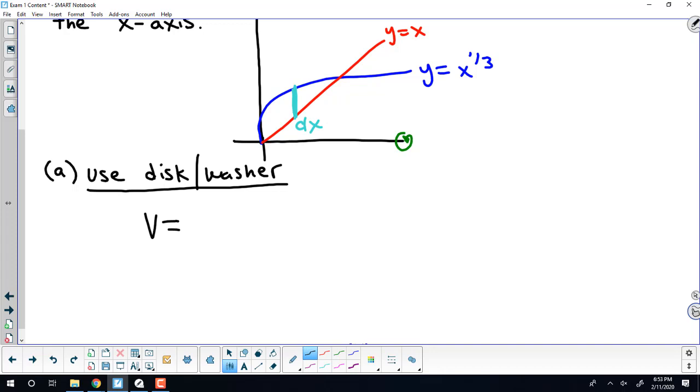Okay, so we've got a gap in between the region. Here's our region.